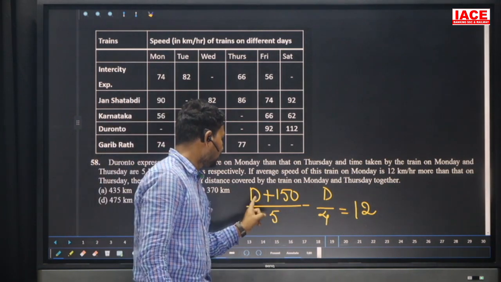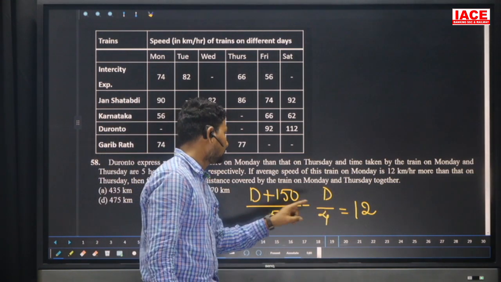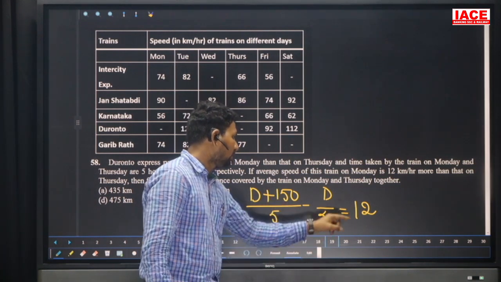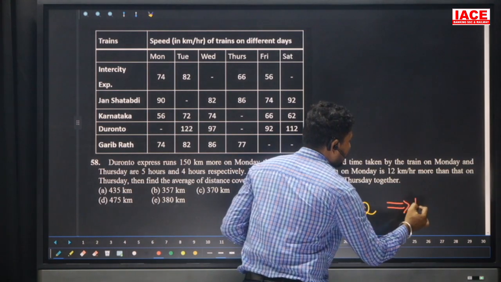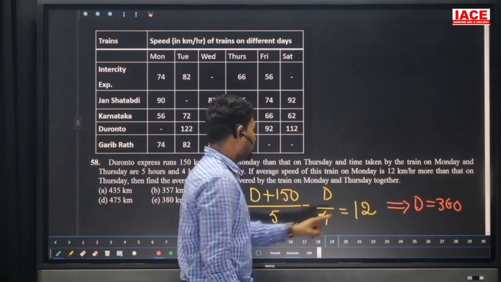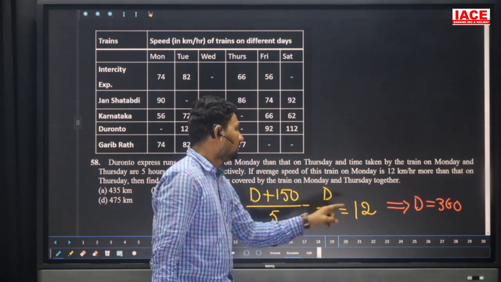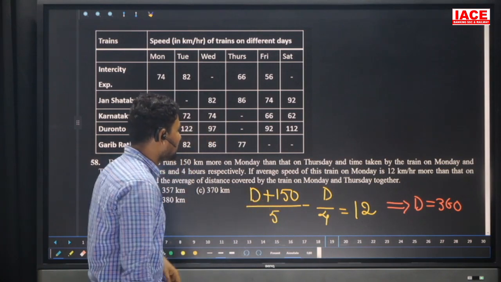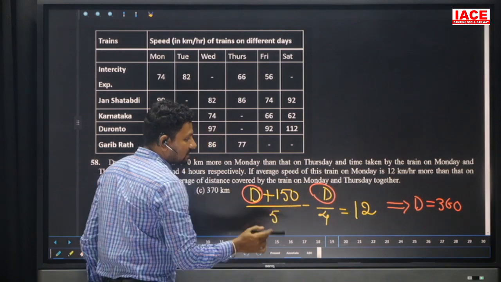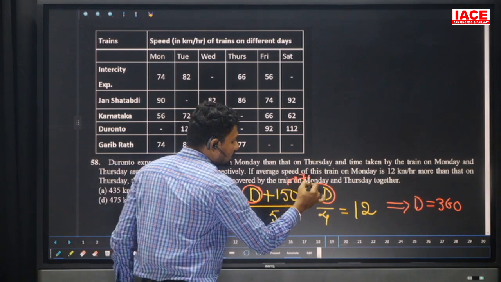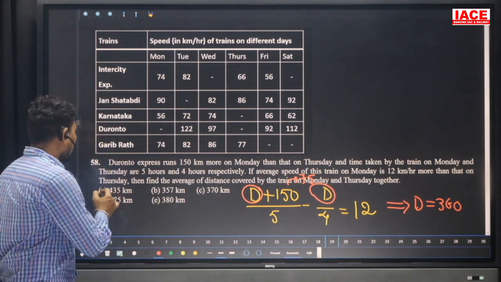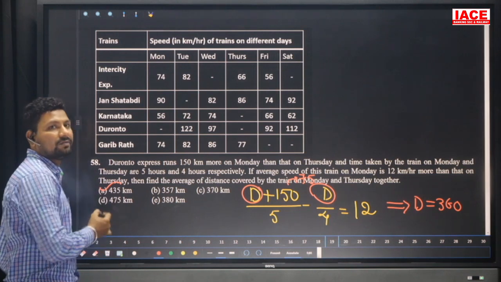Here 4 into D is 4D, 5 into D is 5D, 5D minus 4D is 1D, and 4 150s are equal to 600, and 4 5s are 20, 20 times 12 is 240, and D is equal to 360. Here 240 is removed from the 600, we get 360. Then the original distance is 360 and we need the average. Here the D and here the D. Double D average is single D, this is 360, and 150 average is what? 75. 75 is added to 360, which is equal to 435. How many kilometers average distance? 435 kilometers. Our option is A.